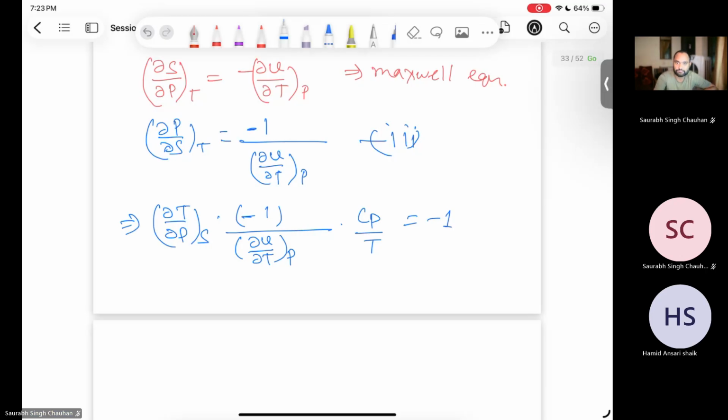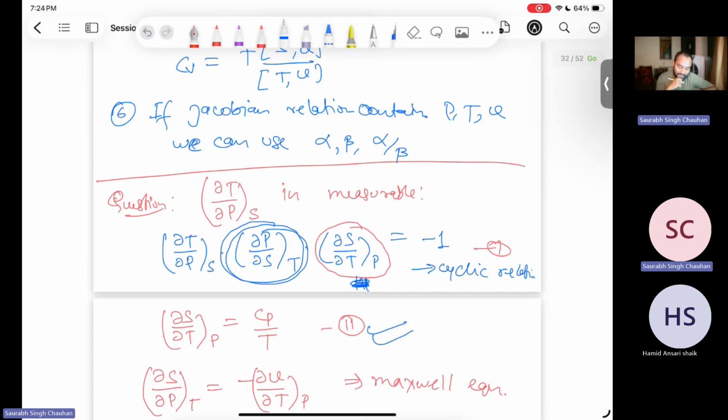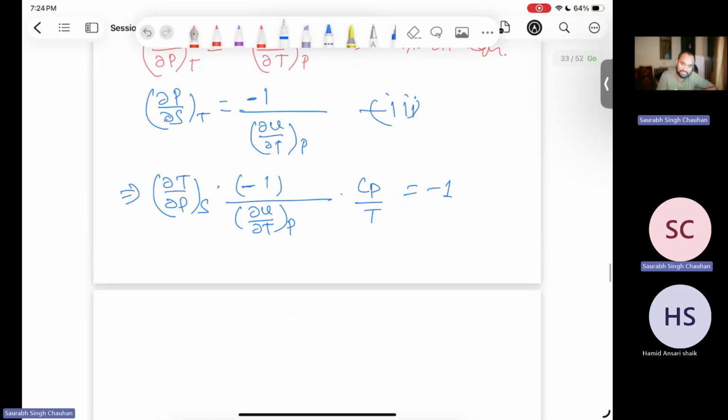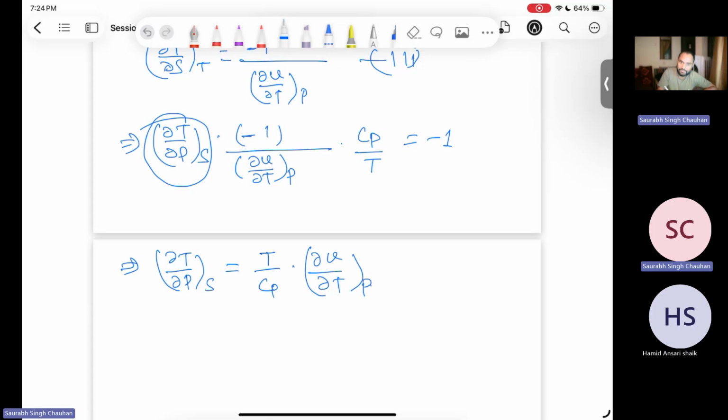And what we had to find was del T by del P at constant S, so we need only the first term. You can bring everything on the other side, so we will be left with del T by del P at constant S equal to, bring everything on the other side, so this negative and negative cancel out, we are left with T by Cp, and this denominator becomes the numerator, so del V by del T at constant P.